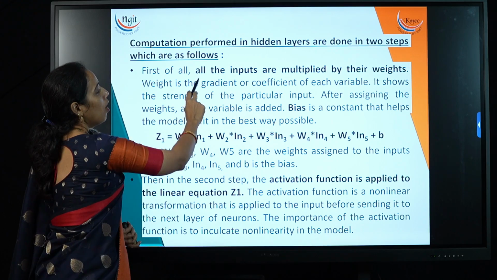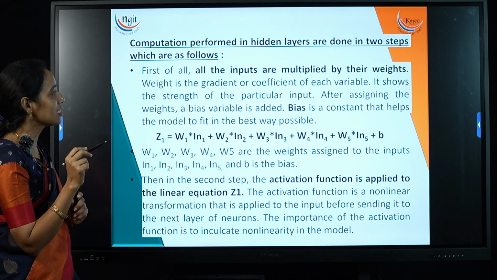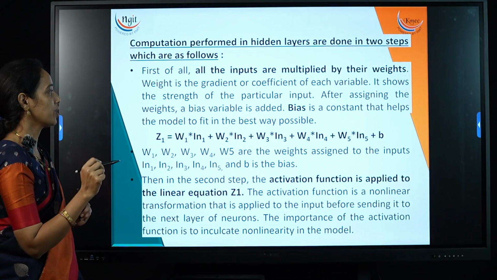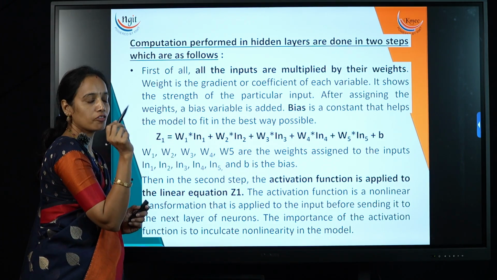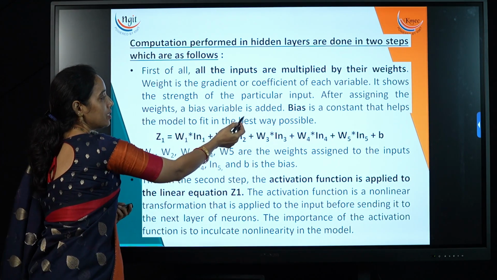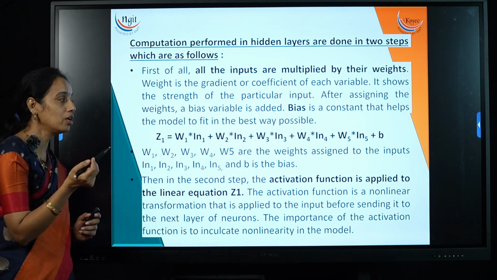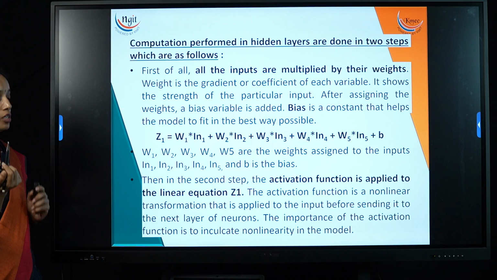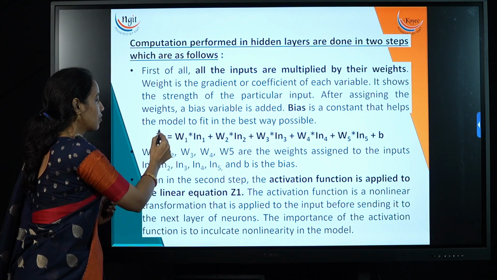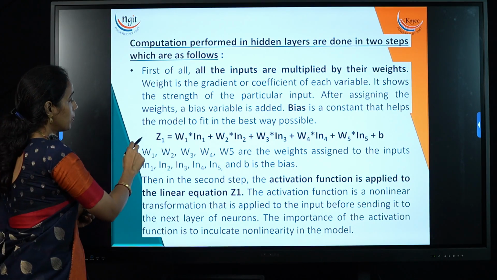First of all, the inputs are multiplied by their weights, and we know that the weight is the gradient or coefficient of each variable. It shows the strength of the particular input, and after assigning the weights, a bias variable is added. Remember that bias is a constant that helps the model to fit in the best possible way. So the result is something we call the summation function. Generally we represent it with the letter Z.